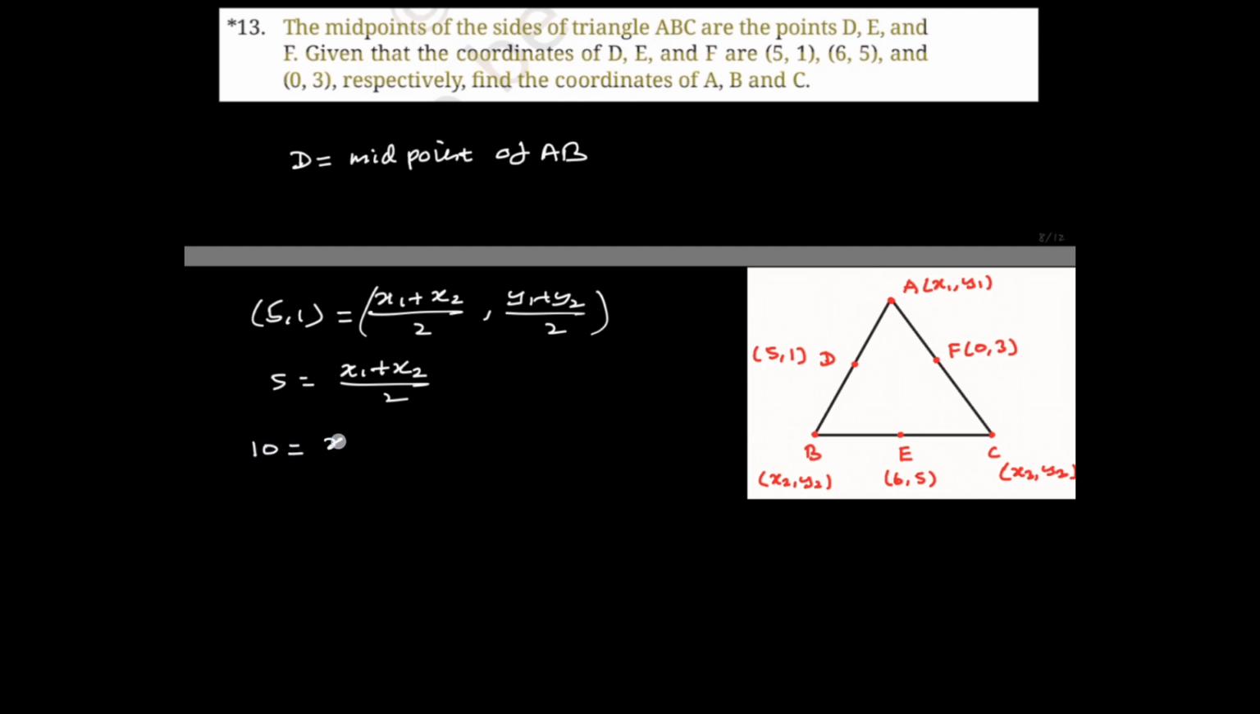Simplify this. So 10 equal to x1 plus x2. Then equate the y coordinate. 1 equal to (y1 plus y2) by 2. Then 2 equal to y1 plus y2. Now consider this is equation number 1 and this is equation number 2.